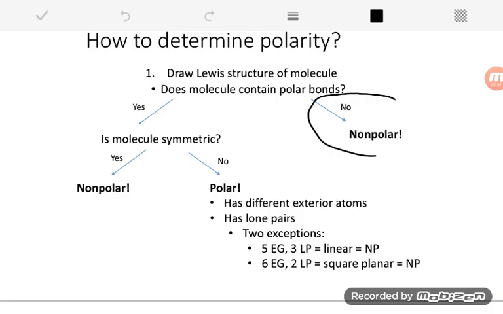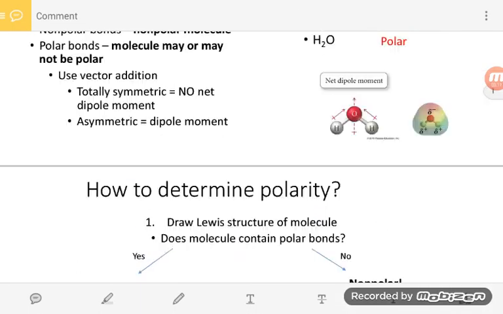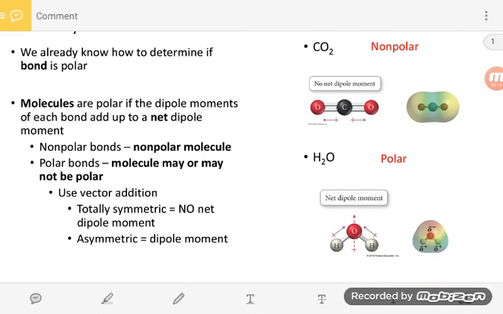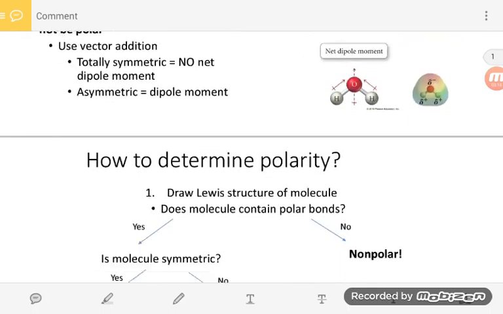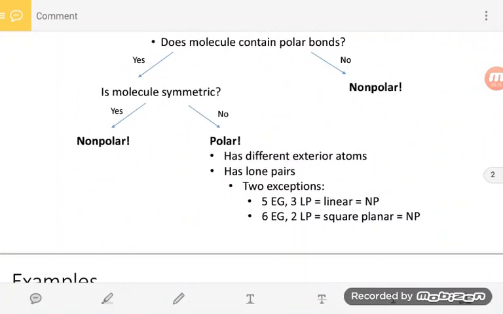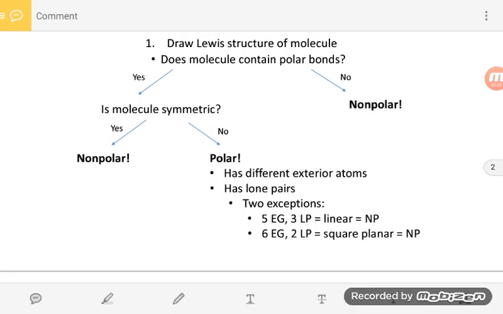Once you draw the Lewis structure, you can ask yourself, does the molecule contain polar bonds? Again, if it doesn't contain polar bonds, you're good. That molecule's nonpolar. You don't have to do anything else. However, if the molecule does contain polar bonds, then you have to ask yourself a second question. Is the molecule symmetric? If it is symmetric, then those polar bonds are going to cancel out and you'll have a nonpolar molecule. That's what we saw up here in the case of CO2. Polar bonds, but a totally symmetric molecule meant that overall it was nonpolar. If, however, your molecule is not symmetric, it's going to be polar.